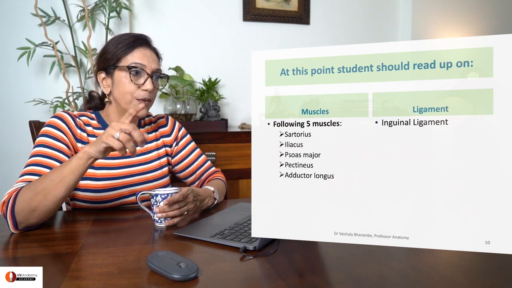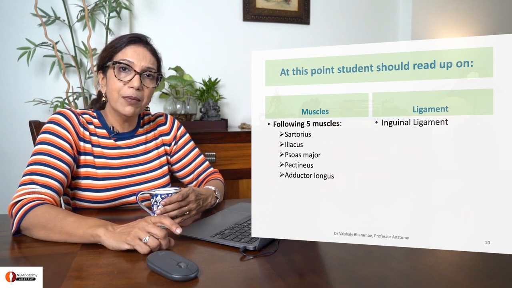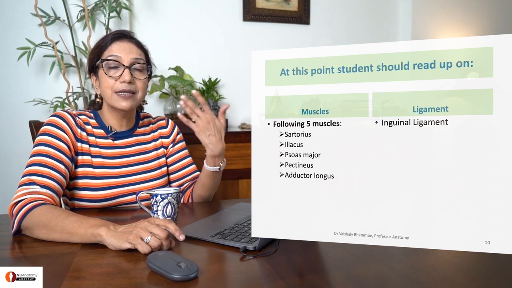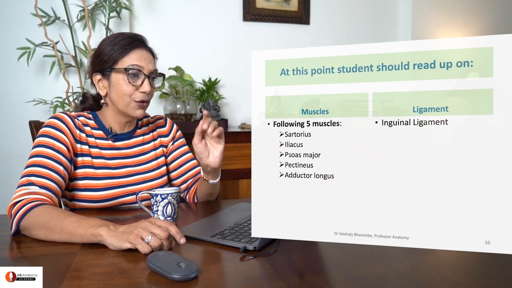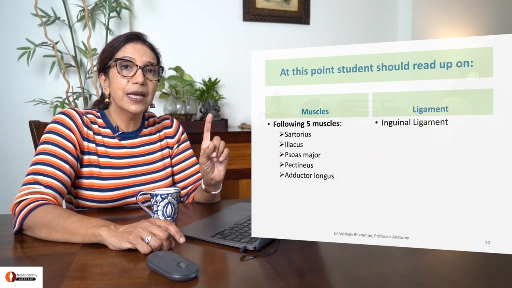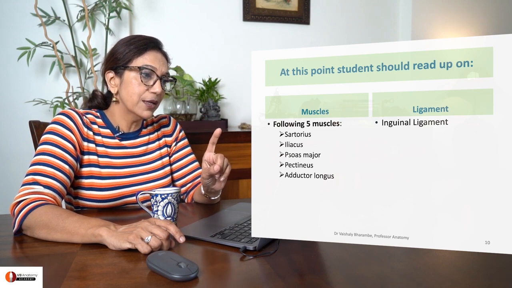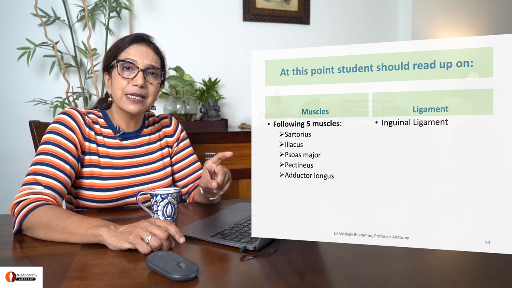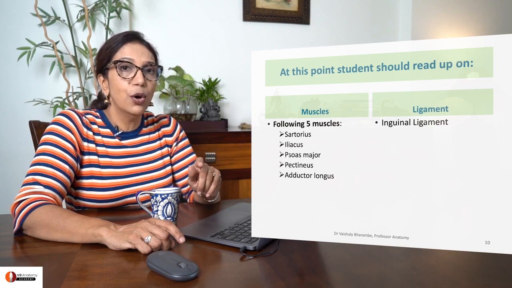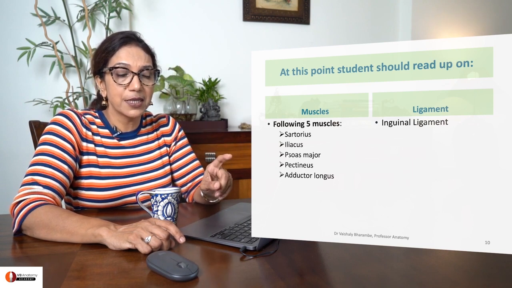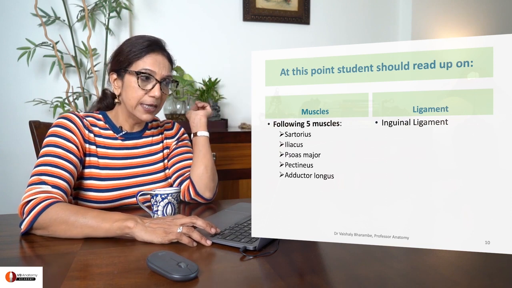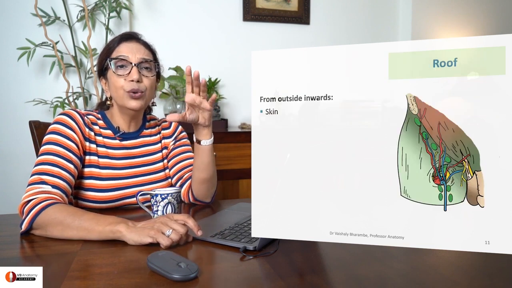Now it's your job, dear students, to study the following muscles on your own, because the class doesn't give you time to take all this for you, but you must know the anatomy of sartorius, iliacus, psoas major, pectineus and adductor longus. Also study the inguinal ligament. Now that you've studied this, let's go to the triangle.